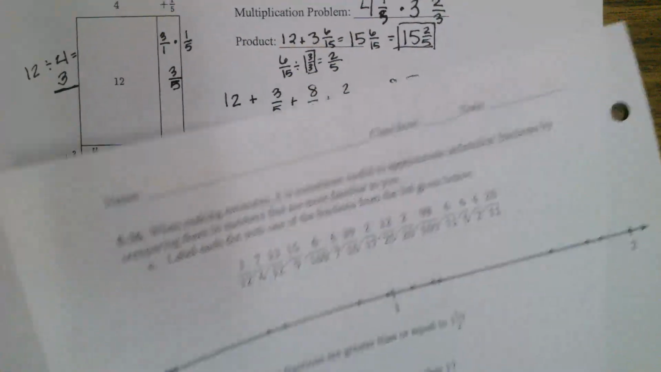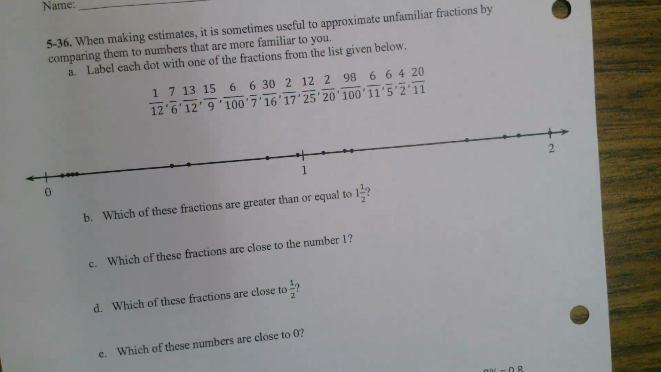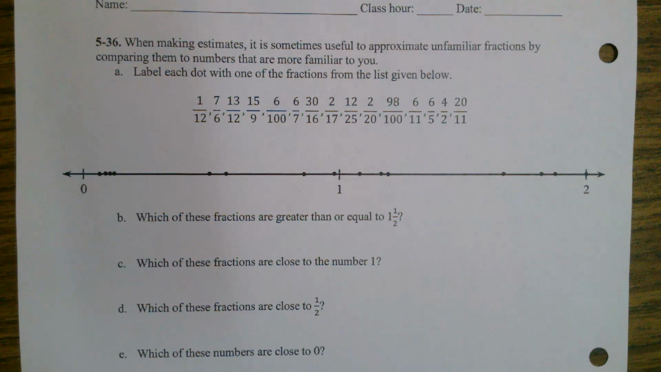On the other side, problem 36. When making estimates, it is sometimes useful to approximate unfamiliar fractions by comparing them to numbers that are more familiar to you. Label each dot with one of the fractions from the list given below. Okay. So if I'm labeling my fractions, I need to kind of look at all of them before I answer, because there's a lot of fractions there.